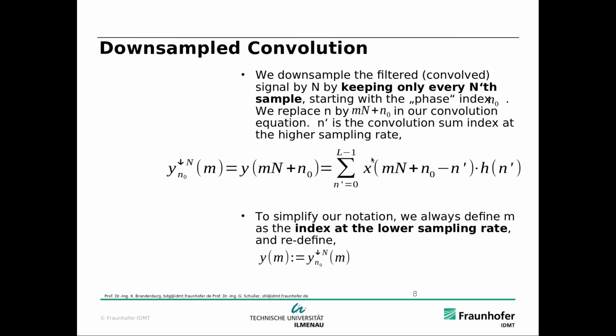Yeah, so I just plugged in, instead of lowercase n, these sample indices that we want to keep. In our notation, we also simplify this by just abbreviating it as y of m. So m now means at the lower sampling rate. This is identical to y with phase n naught, down arrow capital N, downsampled, of our lower sampling rate index m. So this is basically now redefining y, and if we see y with this index m, then it means at the lower sampling rate.